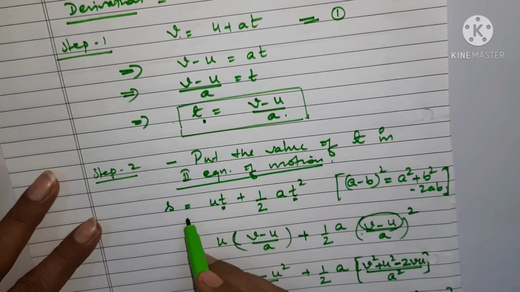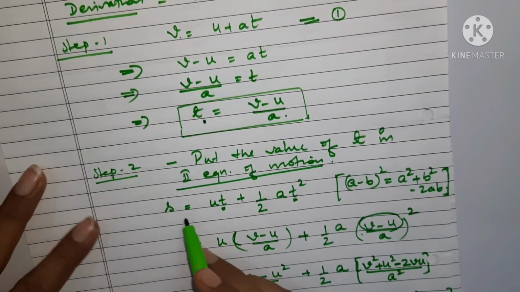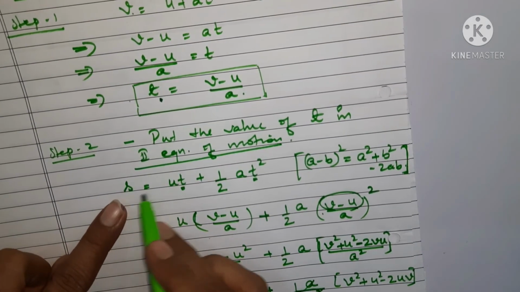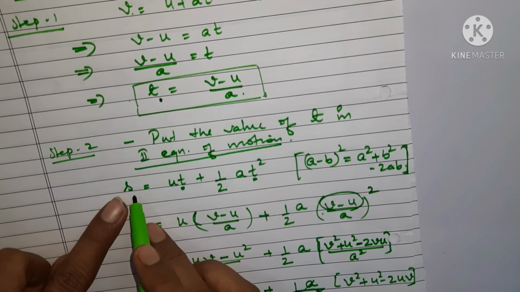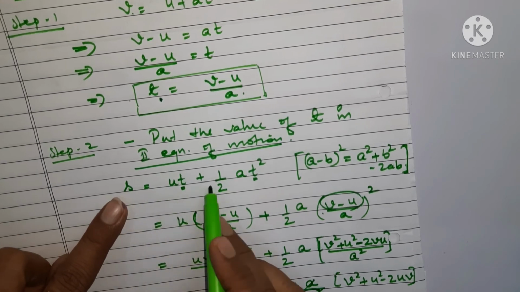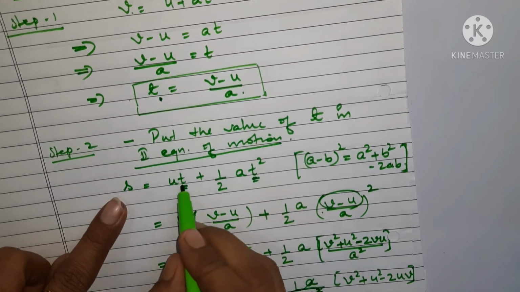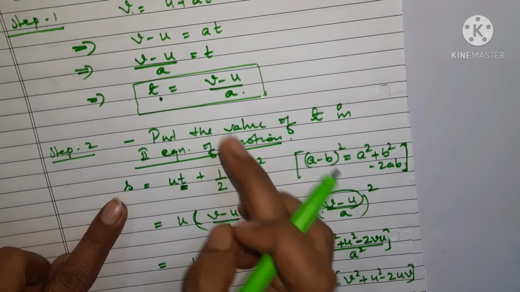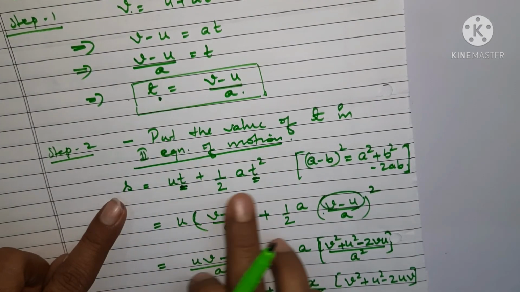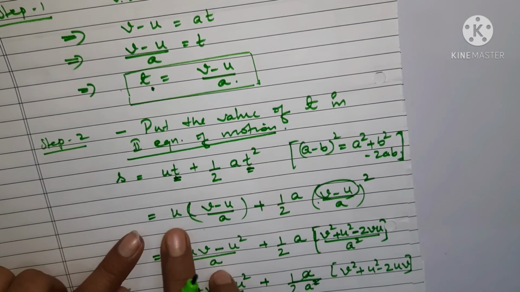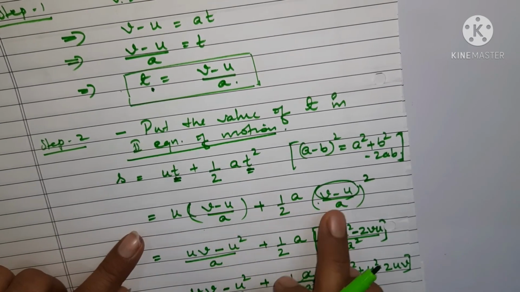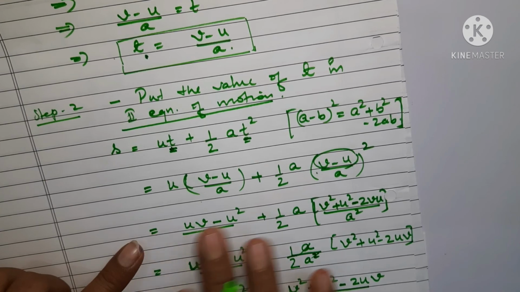What is our second equation of motion? This is step 2. We'll write the second equation of motion, which is S is equal to ut plus half at square. We'll put the value of t in both. You can see t is here also, t is here also. So put this value of t in place of these t's. Once we put the values, we are going to simply open the brackets.